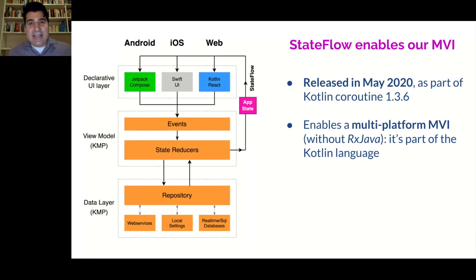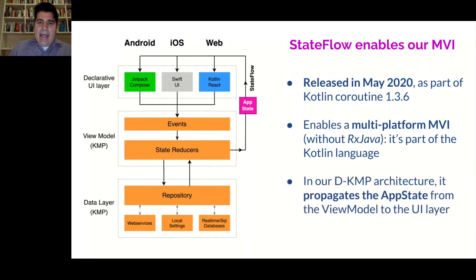I mean, honestly, Kotlin at the moment is able to target, I don't know, everyone. Think about a language you want a library in, and you're able to do it in Kotlin. So yeah, StateFlow enables a multi-platform MVI. This is really interesting. And in our KMP architecture, as you can also see from the diagram here, StateFlow is what propagates the app state from the view model to the UI layer.